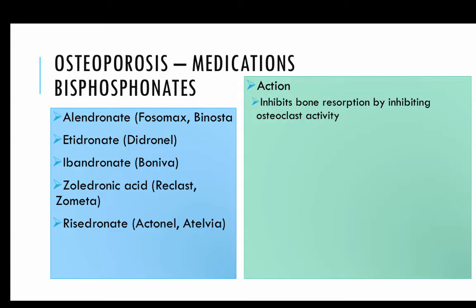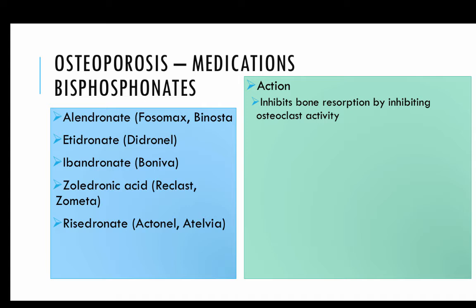All right, the medications. There is an excellent table in your book. I've mentioned this a couple of times. It starts on page 780. It's just 780, 781, and it talks about medications that we use to treat osteoporosis. One of the most frequent ones we talk about is bisphosphonates. What that does is it inhibits bone resorption.